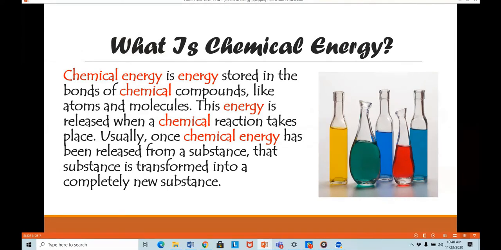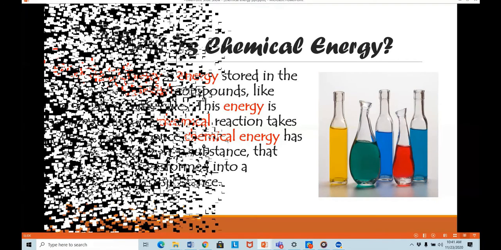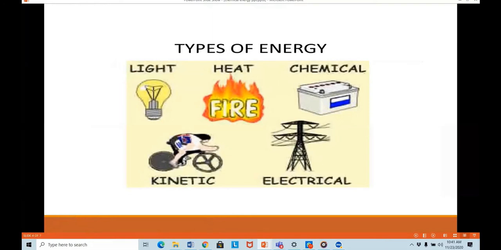So let's take a look at what chemical energy is. Chemical energy is energy stored in the bonds of chemical compounds, like atoms and molecules. This energy is released when a chemical reaction takes place. Usually, once chemical energy has been released from a substance, that substance is transformed into a completely new substance. Types of energy: light, heat, chemical, kinetic, and electrical.